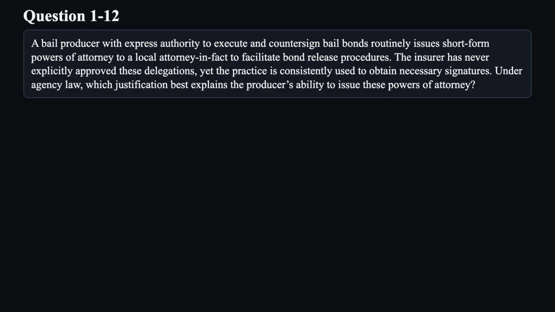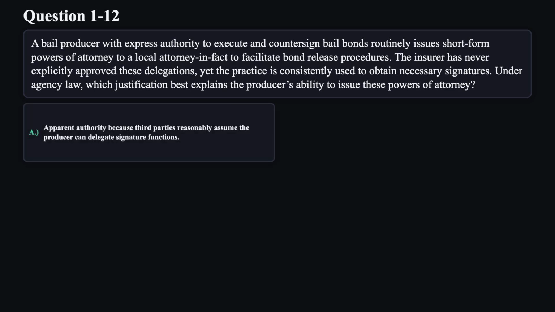Question 12. A bail producer with express authority to execute and countersign bail bonds routinely issues short-form powers of attorney to a local attorney-in-fact to facilitate bond release procedures. The insurer has never explicitly approved these delegations, yet the practice is consistently used to obtain necessary signatures. Under agency law, which justification best explains the producer's ability to issue these powers of attorney?